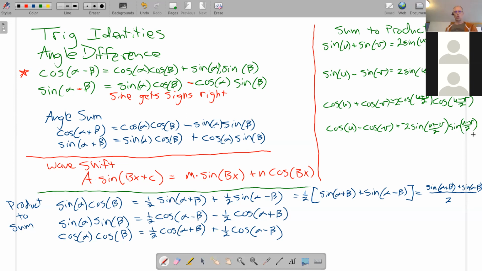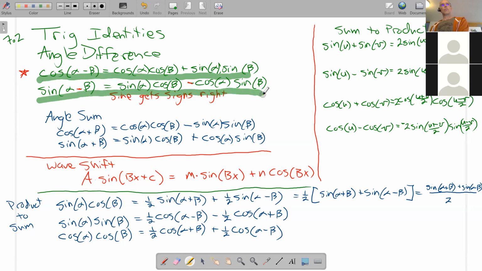All right, so those are all of the formulas in section 7.2. 7.3 is going to have another page, and I said I would highlight the important ones. I think the most important ones are the angle difference formulas. So the cosine of alpha minus beta and the sine of alpha minus beta. And in particular, the cosine is the most important one. Almost all of the other identities on this page and in the next section all come from the cosine of alpha minus beta.